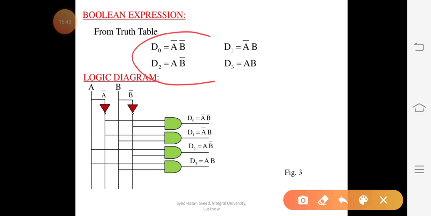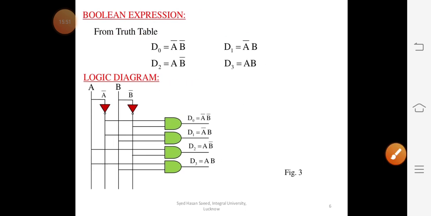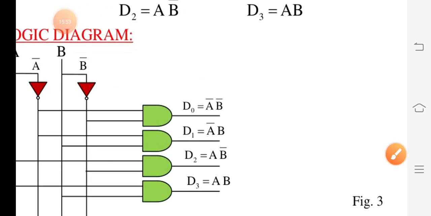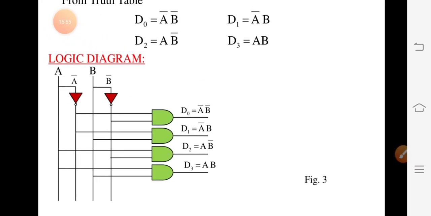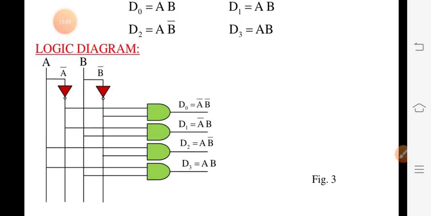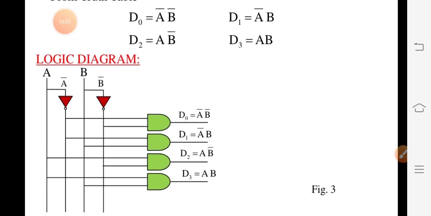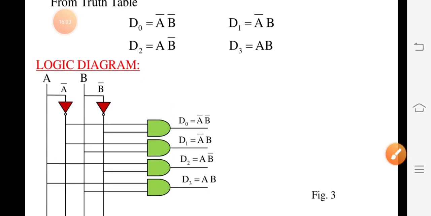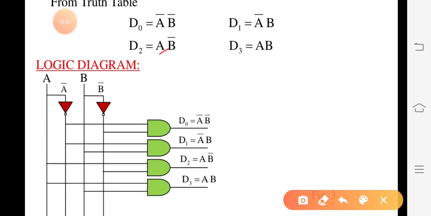So this was the Boolean expression for it. Look at here, this one we have done from the truth table, Boolean expression. Now the next is the logic diagram of it. Yes, look at here the logic diagram. This is the logic diagram for the 2 to 4 decoder. Okay, 2 to 4 decoder.